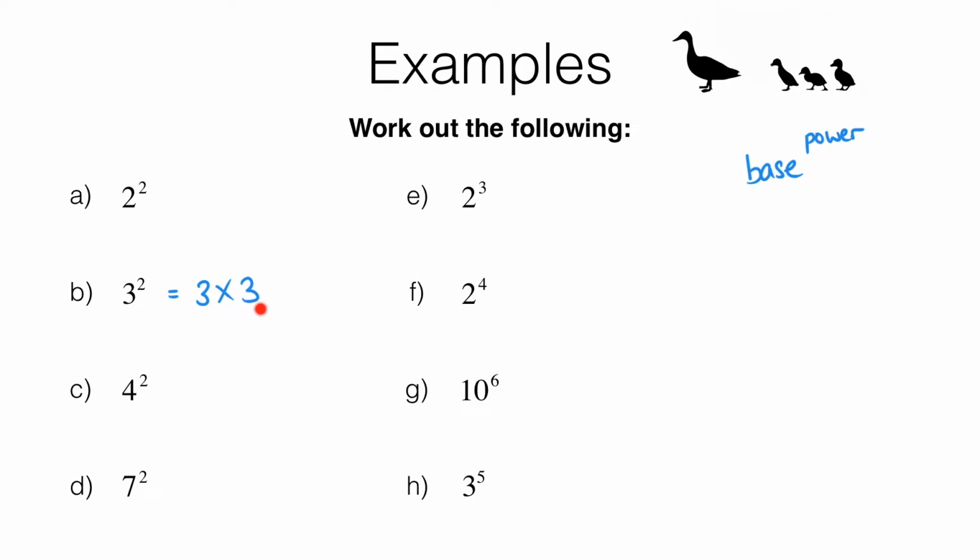3 times 3 is 9. So 3 to the power of 2 is 9. That little 2 means we're timesing 3 by itself. We're not multiplying it by 2.